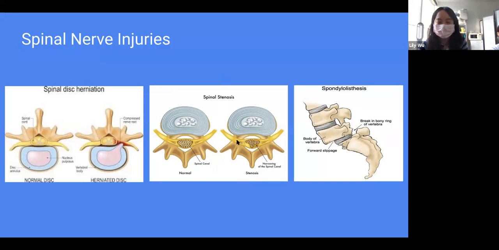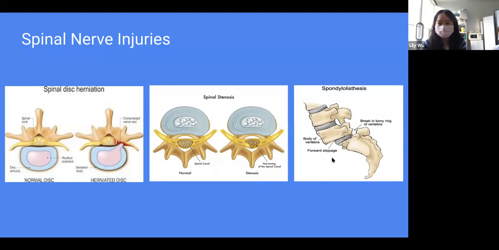When there's compression between each level, there's going to be more narrow space in between where the nerve is running. That's what's causing stenosis, when this part in the middle of the spinal canal gets narrowed down and there's less space for the nerve to run through. So it's causing impingement through the bones instead of through the disc.